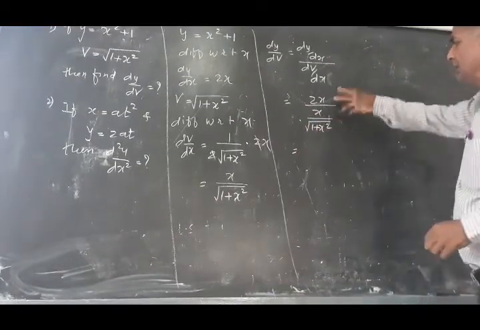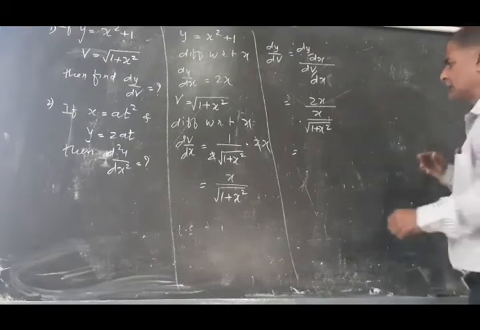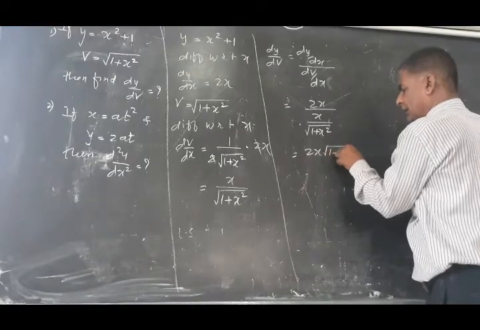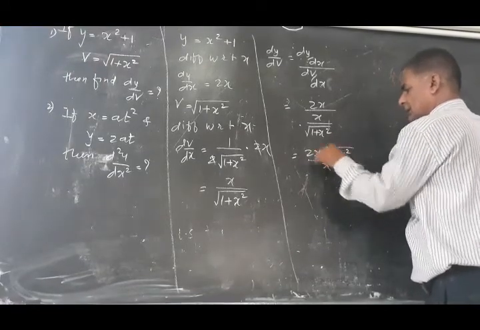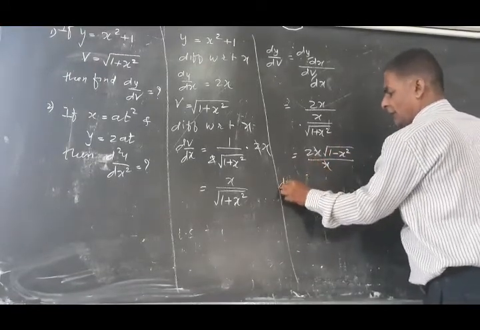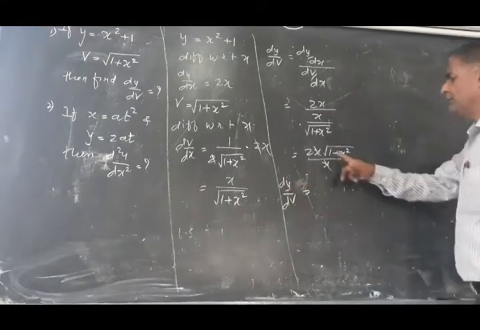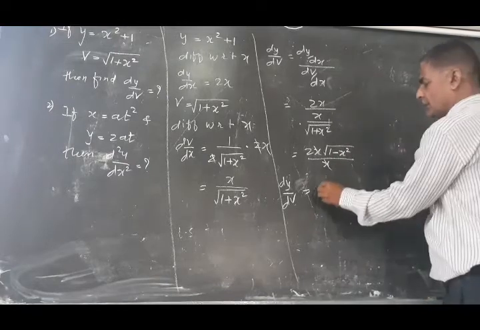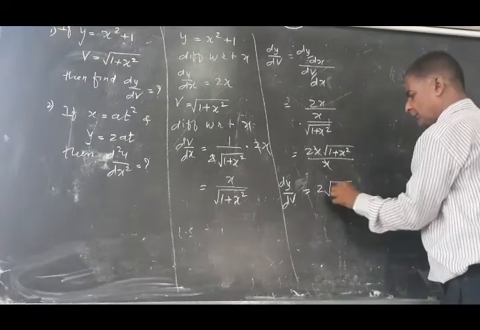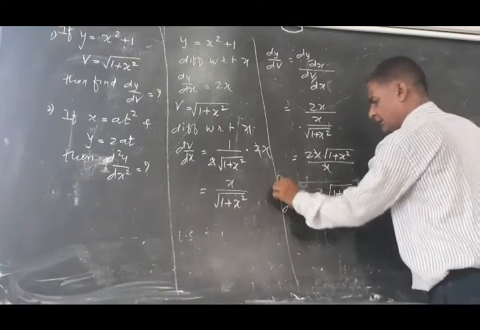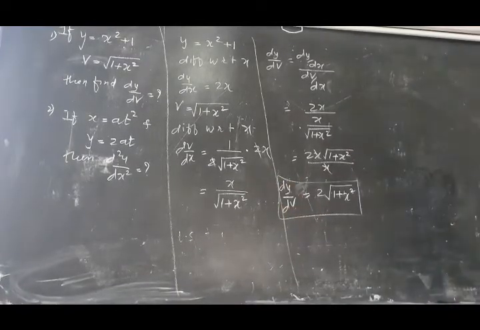Now this has to be simplified. It is the reciprocal of this part. So 2x under root of 1 plus x square divided by x. The x gets cancelled. So dy upon dv we have got here is equal to 2 under root of 1 plus x square. The final derivative is understood. Now that is a very simple example.